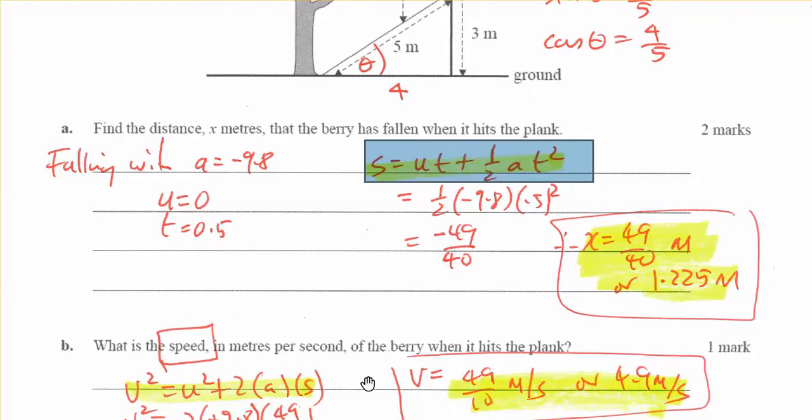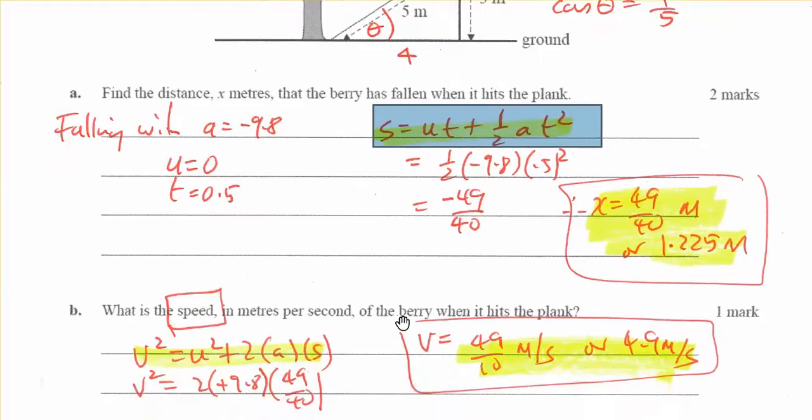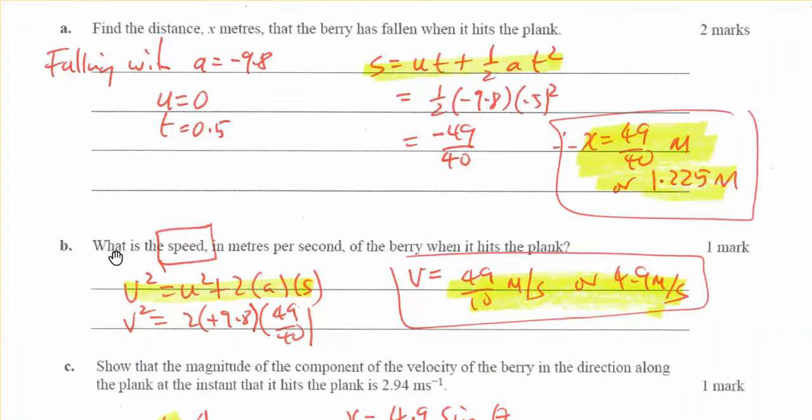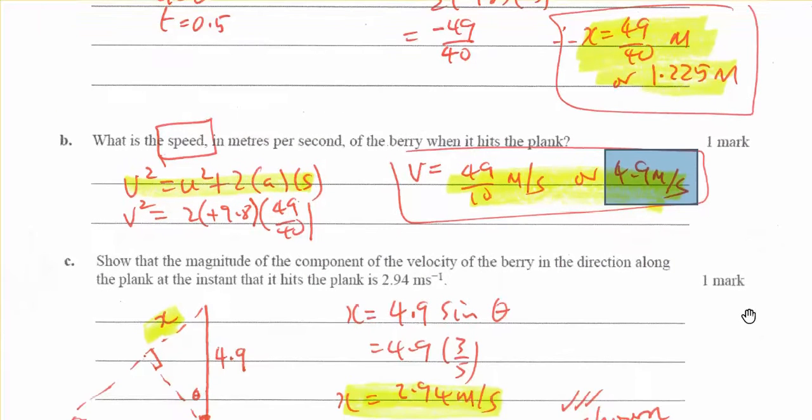What speed in meters per second? So I'm going to use v squared equals u squared plus 2as, because I know the initial velocity was 0. A I know, because it's -9.8, and s I know, because I've just worked out how far s is, and that tells me the velocity when it hits the plank, 4.9 meters per second.